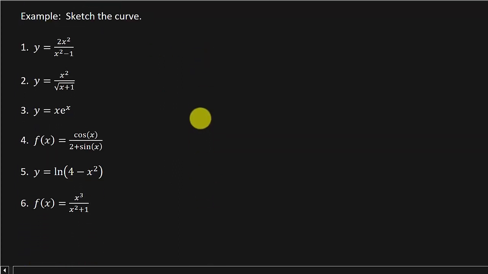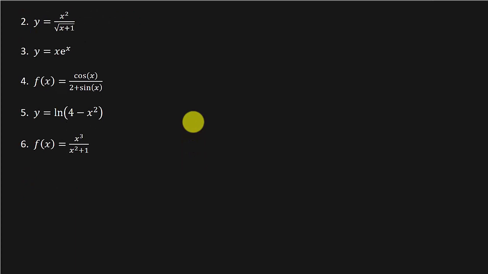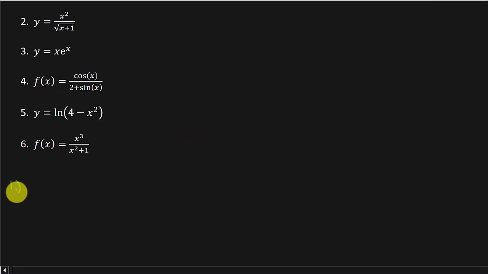So here's the first problem. Number 1, I'm going to rewrite the problem down here. All right, so we got number 1. That's going to be y is equal to 2x squared over x squared minus 1.